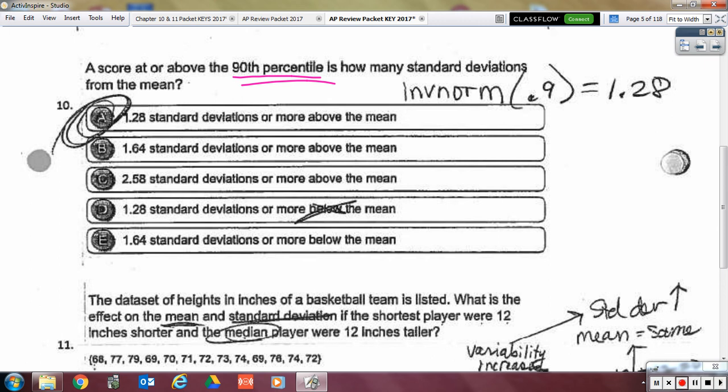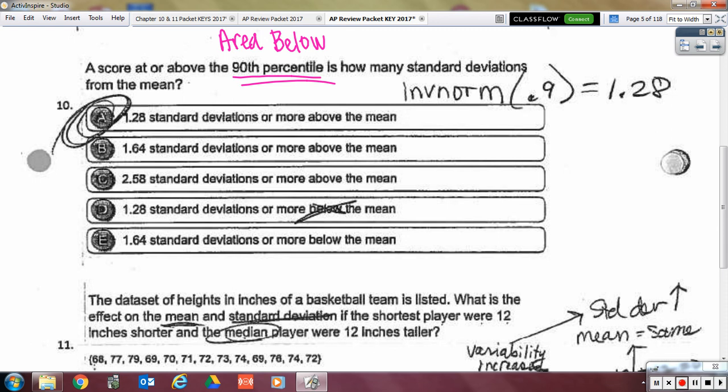If you are in the 90th percentile of your height for your age, what does that mean? Then you are taller than 90%. So 90% of people are below you. So percentile is the area below.